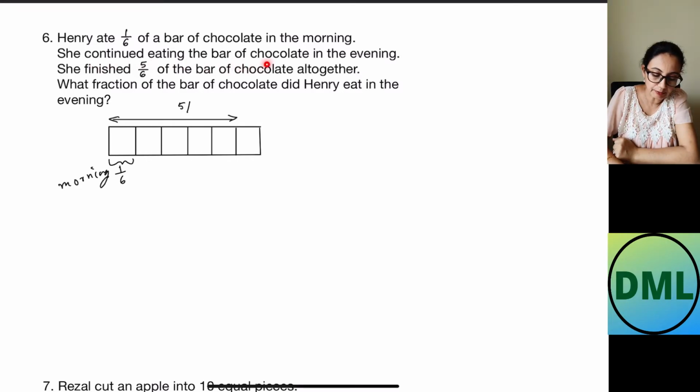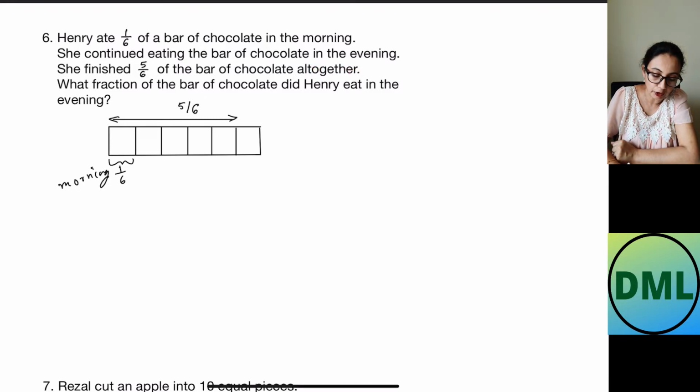She continued eating the bar of chocolate in the evening, and she finished 5/6 of the bar of chocolate altogether. Altogether means in the morning and in the evening combined she ate a total of 5/6 of the part. That means out of 6 parts she finished 5 parts. This part 1, 2, 3, 4, 5. All these parts have been eaten by Henry. How do I represent these 5 parts in the form of a fraction? Total parts how much? Total parts are 6. Out of that, 5 parts are eaten, which will be written in the numerator. So 5 by 6 part are eaten altogether.